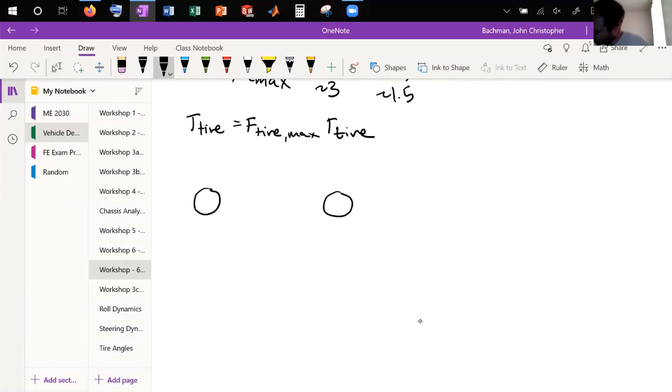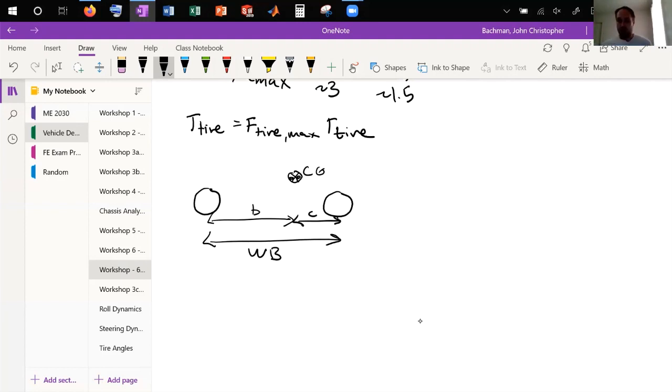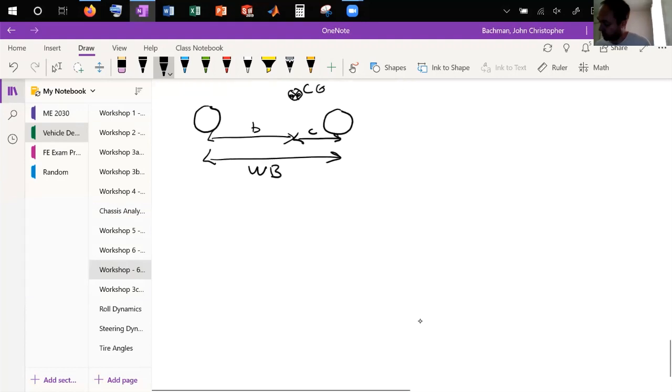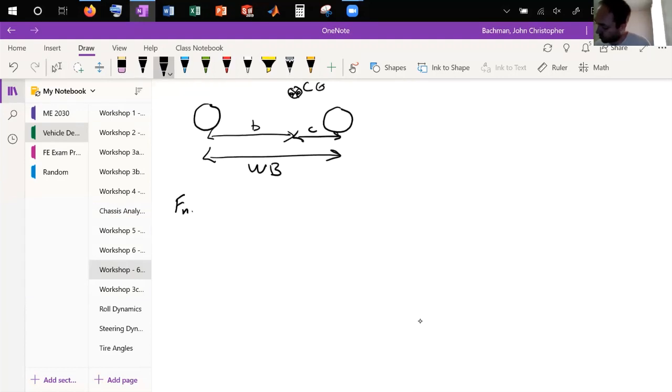We did this analysis in the dynamics section, but here's our CG, right? We'll call this distance B, some distance C, and this is our wheelbase, of course. Let's look at our front wheels. Those are the worst case, right? We know that the normal force on the front tire is going to be equal to the static normal force, which is W C over the wheelbase.